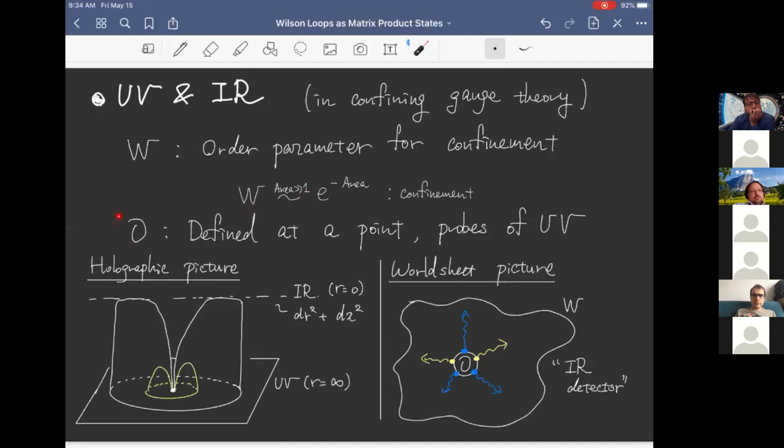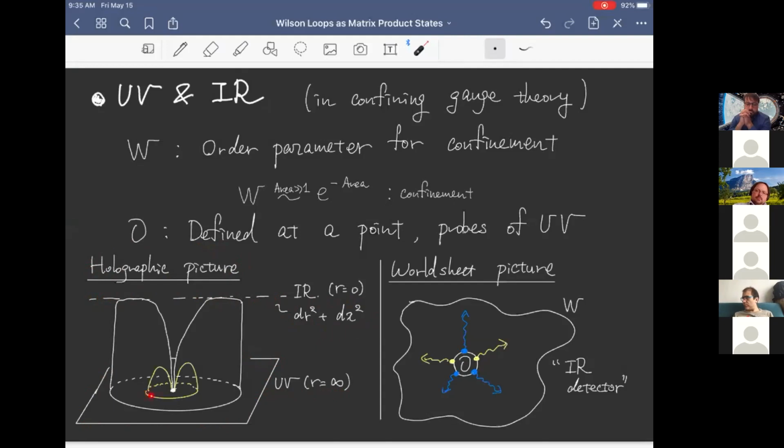On the other hand, operator O is defined at a point, and it's a natural probe of UV physics. And in this sense, the correlation function of W and O is something that relates UV and IR physics. You can also see that in a holographic picture. Let's say you consider some kind of confining geometry. Typically a confining geometry looks like AdS near the boundary of the geometry, and in the IR it gets capped off and becomes this kind of flat metric.